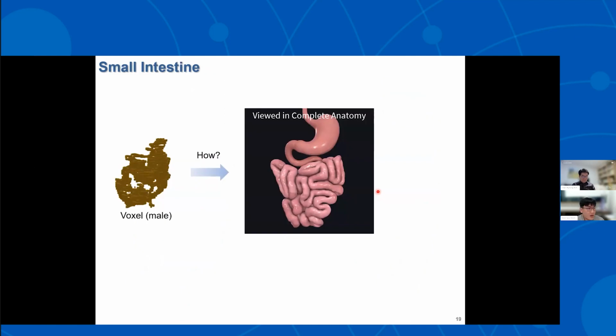Okay, so now I'm going to talk about the small intestine. For the small intestine, we could not convert the voxel model to a high quality mesh model reflecting the highly complex passageway of a realistic small intestine model. Actually, we believe no one can clearly distinguish the passageways in the small intestine voxel model. So we developed a new approach for small intestine modeling.